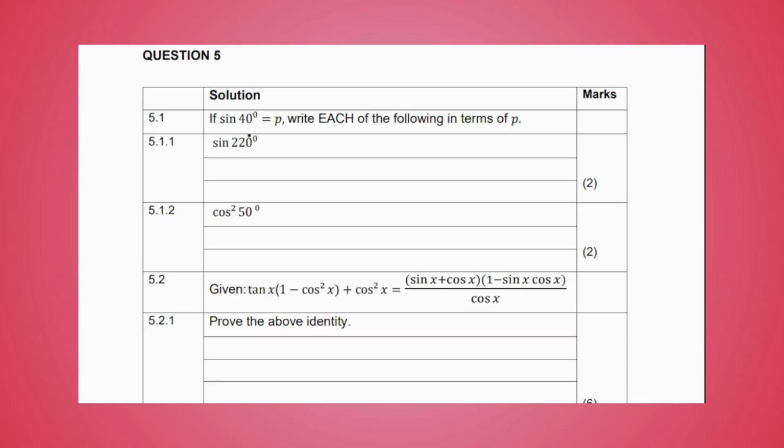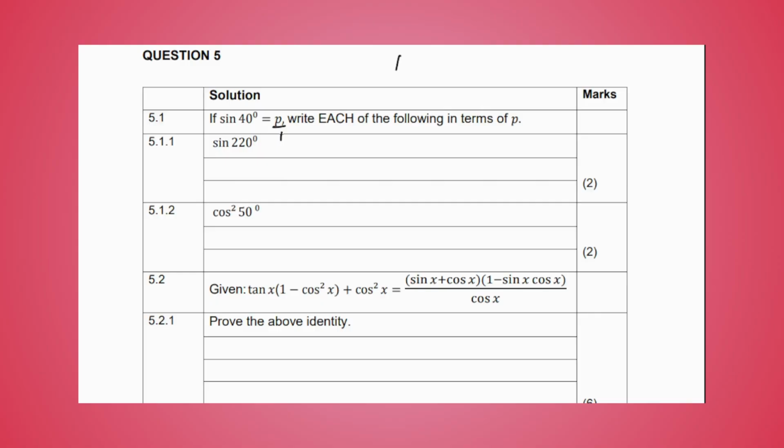Question 5 of our June paper 2 was our general trigonometry questions, starting with, this is where you actually have to go draw a triangle for yourself. So they're saying sin 40 is equal to p. In other words, it's equal to p over 1. Write each of the following in terms of p.